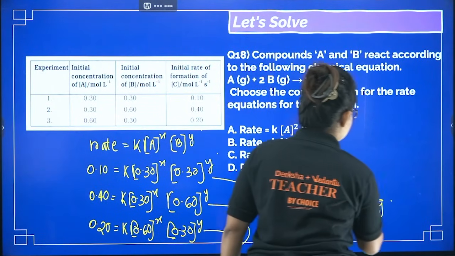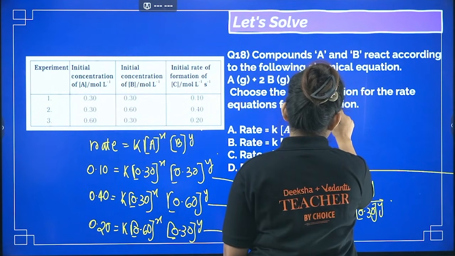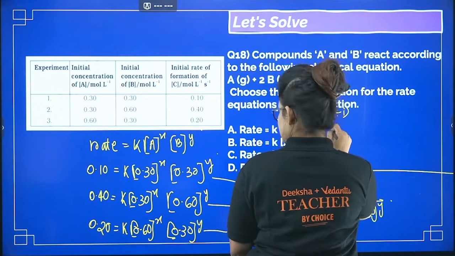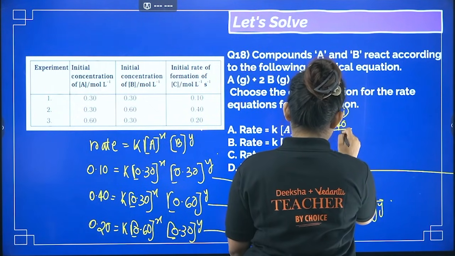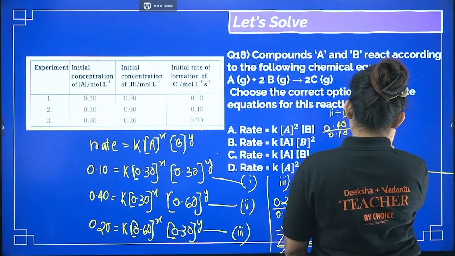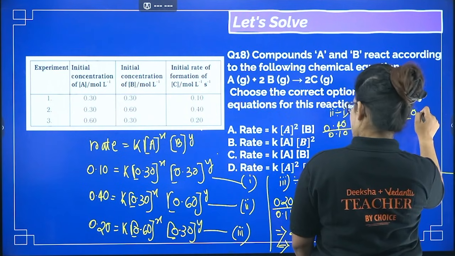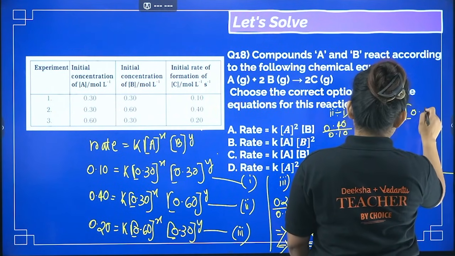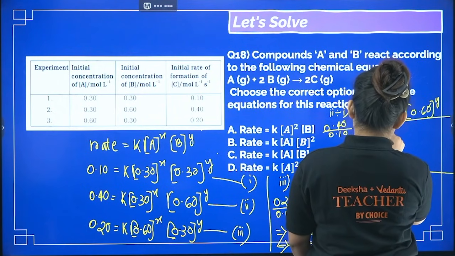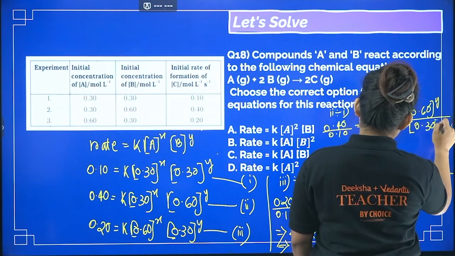Again the same thing I will do here. Let's do 2 divided by 1. If you do 2 divided by 1, then I will get 0.40 divided by 0.10 equals K into 0.30 power x into 0.60 power y divided by K into 0.30 power x into 0.30 power y.